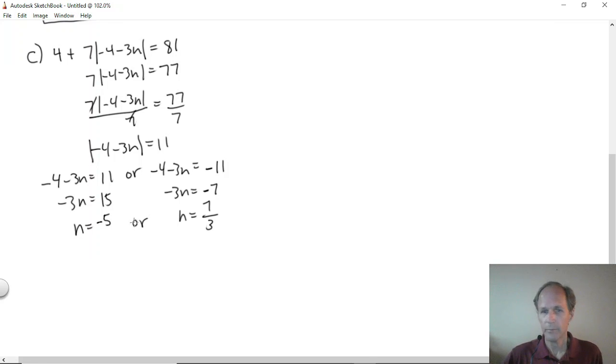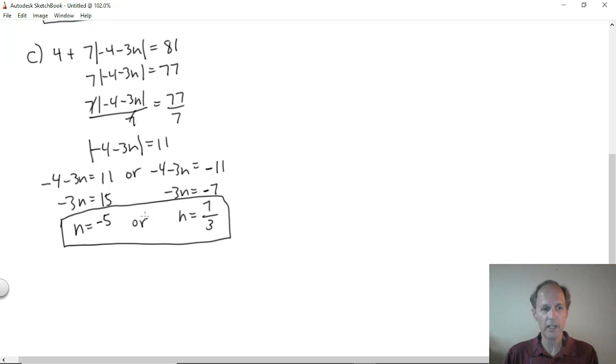So those are our solutions. And we won't check these, just reminding you, yes, to check it, you plug in for the variable in the original equation. You plug in negative 5 for n to check it. You plug in 7/3 for n to check that solution.